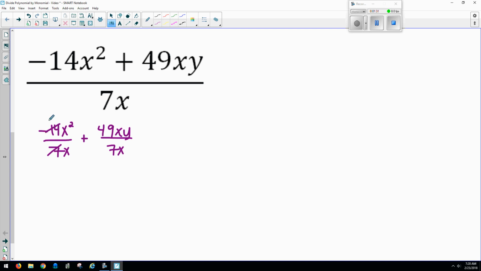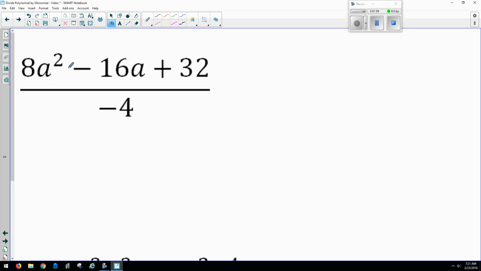So 7 divides out with negative 14, I'd be left with negative 2. X divides out with x squared, and I'm left with x. So for the first term, I have negative 2x. Bring down the plus. 7 divides out with 49, and I'm left with 7. X divides out with x, and I still have this y here, so I would have 7y for the second term. And these are not like terms, so I can't combine those at all.